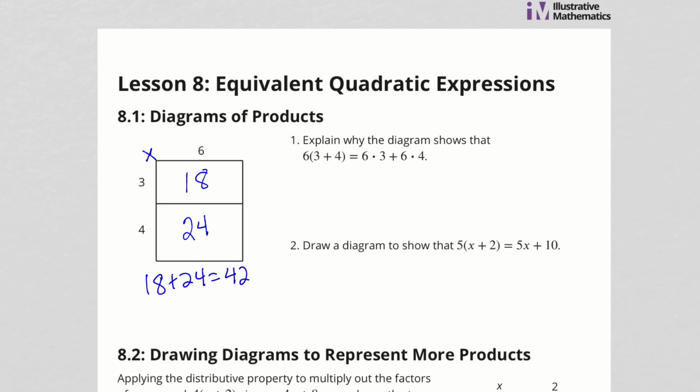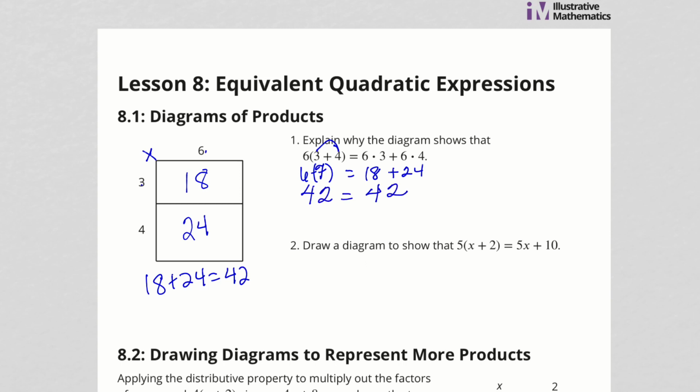42. Okay, so if we were to write it like this, we could also say 4 plus 3 is 7, so 6 times 7 equals what we just did: 6 times 3, which was 18, plus 6 times 4, which is 24. That is 6 times 7, 42.